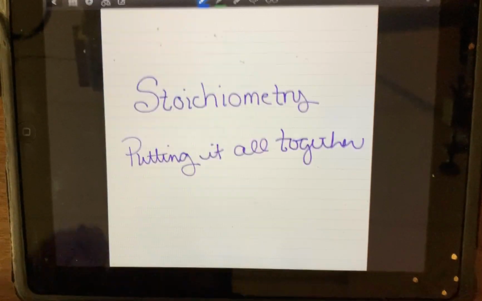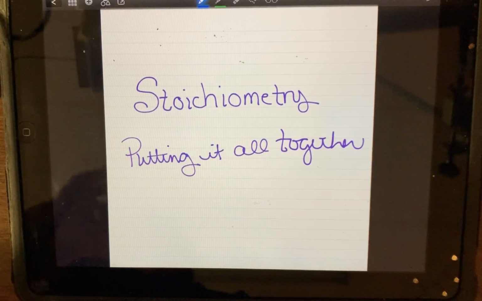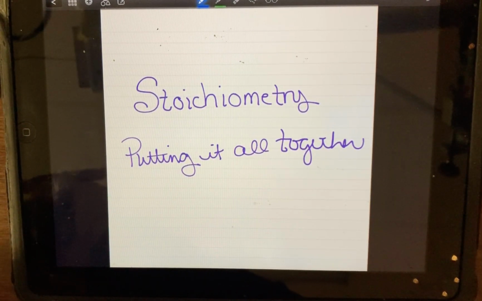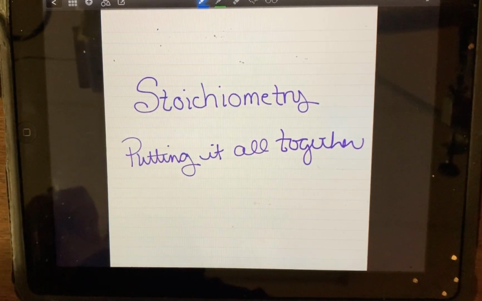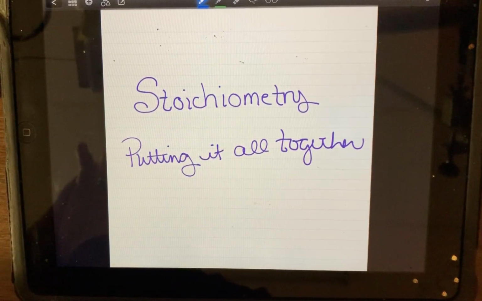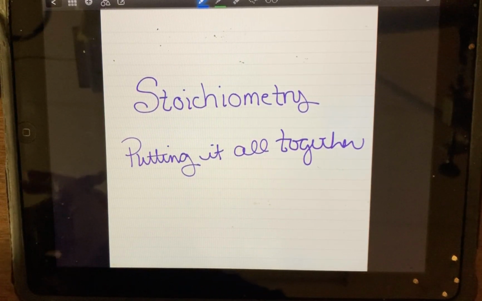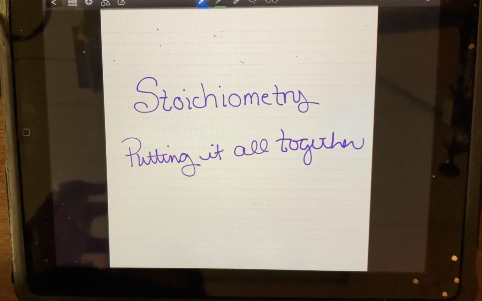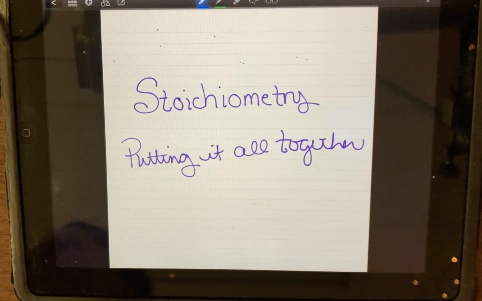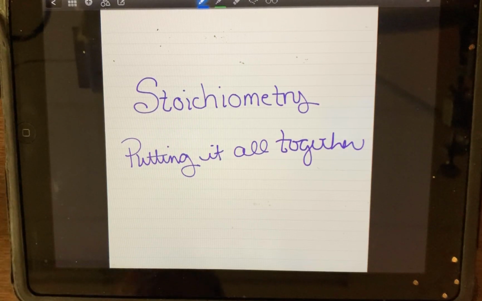Okay, this is on stoichiometry, putting it all together. We've been working on the different parts of stoichiometry up to this point, and now we're going to put it all together. The problems I'll be showing you will have grams to grams. But please understand, throughout this whole unit, you're expected to be able to analyze a problem and figure out: are you going from grams to moles, moles to grams, grams to grams, grams to ions, atoms, or molecules? You have to discern what you're going to need in order to get from point A to point B.